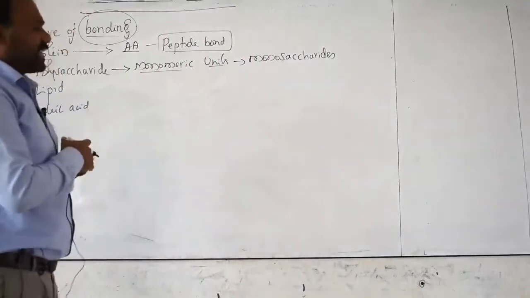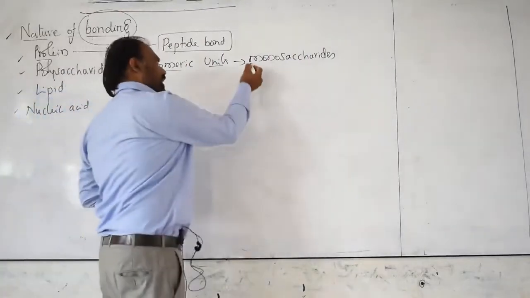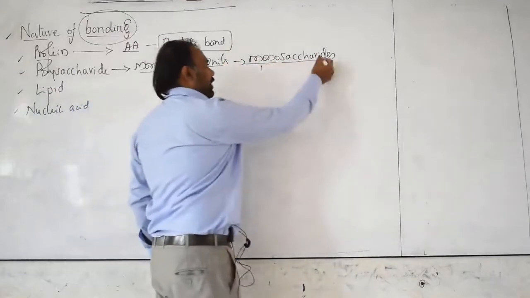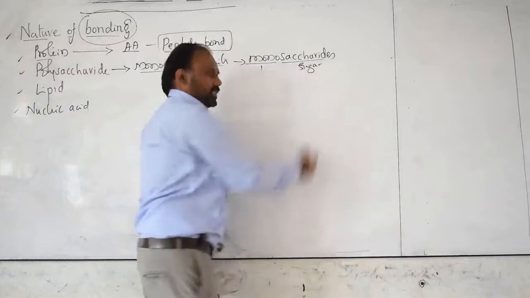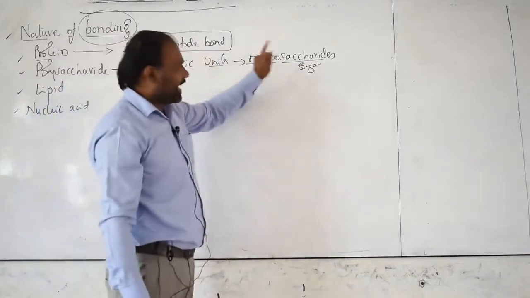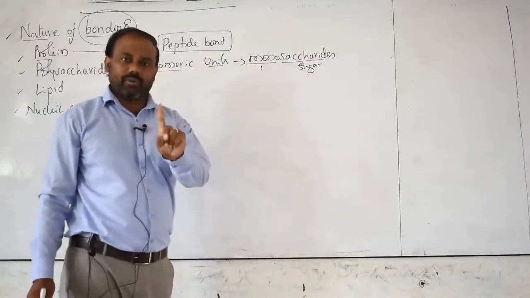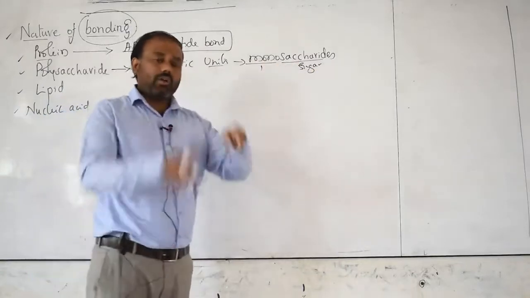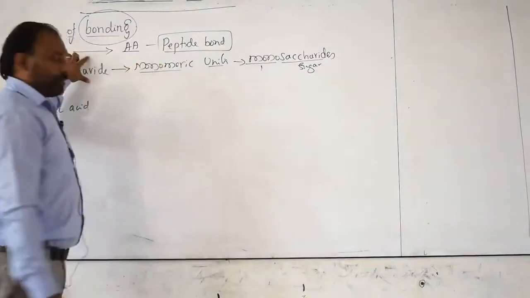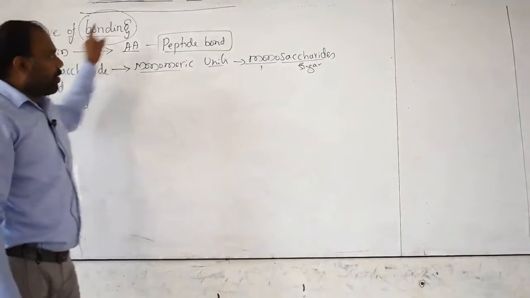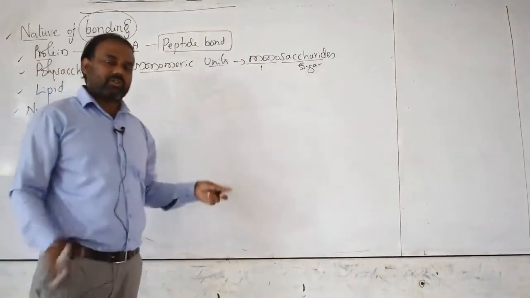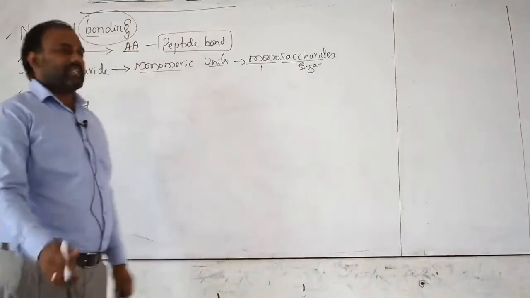The word monosaccharide, as I told you in the last class: mono refers to one, saccharide refers to sugar units. So monosaccharide refers to only one sugar unit. Monosaccharides refers to many sugar units. So polysaccharide refers to many monosaccharide units; many monosaccharide units together can make a polysaccharide.